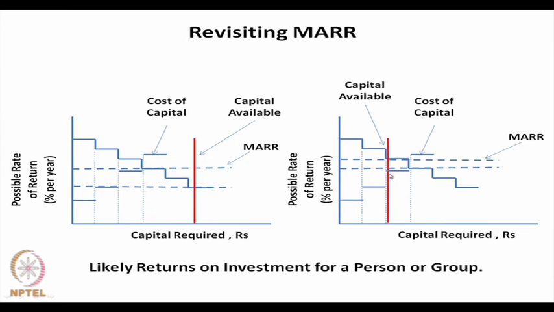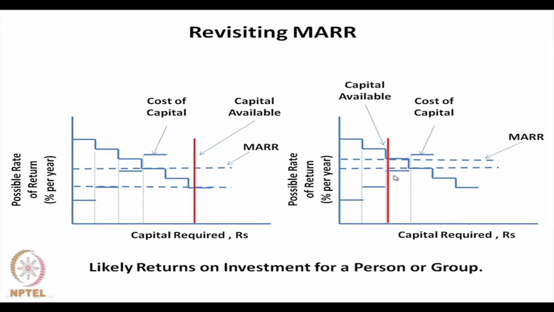So, if the capital available is less, in this case the investor would probably invest in project 1 and project 2 and not project 3. Therefore, the opportunity cost for the investor is this one, the profit, the possible rate of return that he is forfeiting is this one. Now, consider the cost of capital consideration, that remains as before.